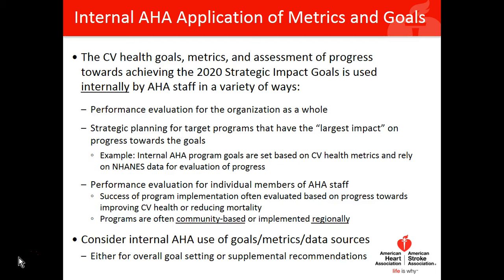As a former volunteer, I was very surprised to find out in the vast number of ways the strategic impact goal is used within the organization. The organization overall, the performance of AHA as a whole is evaluated based on this 2020 goal, as well as strategic planning for target programs. What types of resources are devoted to which programs and why, based on the idea of having the largest impact on progress towards the 2020 goal.